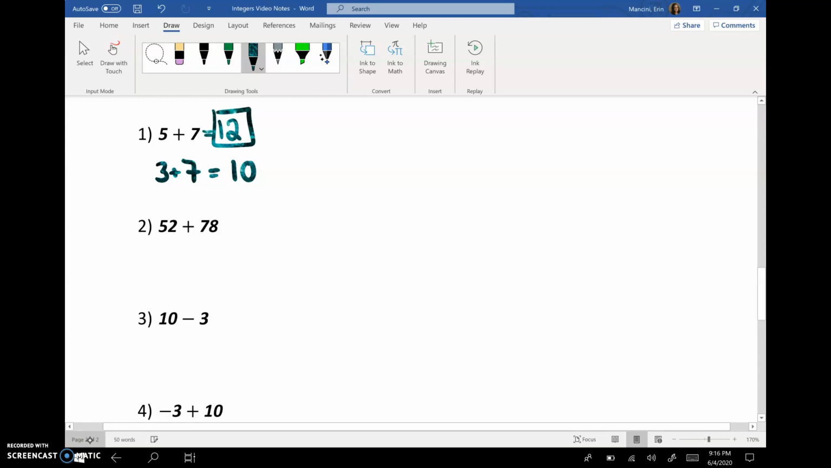Okay, so what I like to do when I'm doing these things in my head is kind of chunk it up into problems I know a little bit easier. So I know 3 plus 7 is 10. That means 5 plus 7 has to be 12.